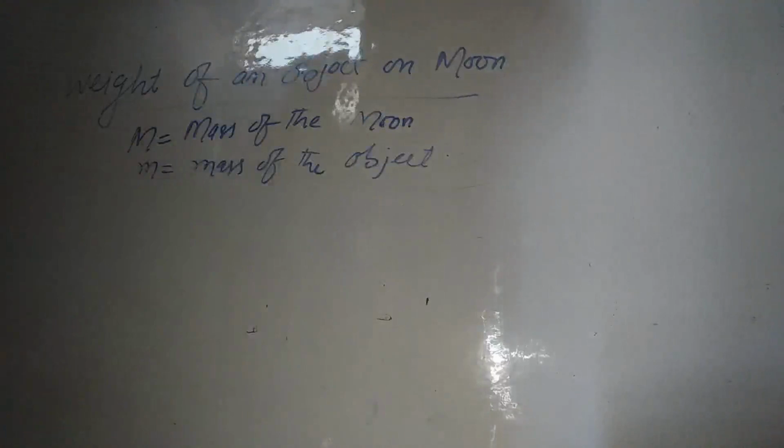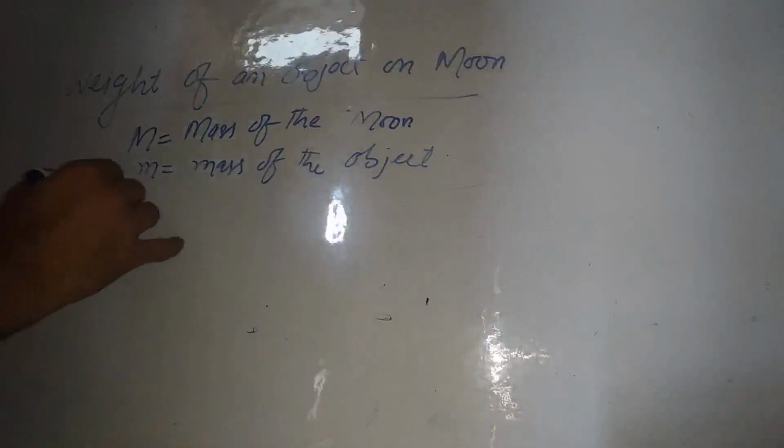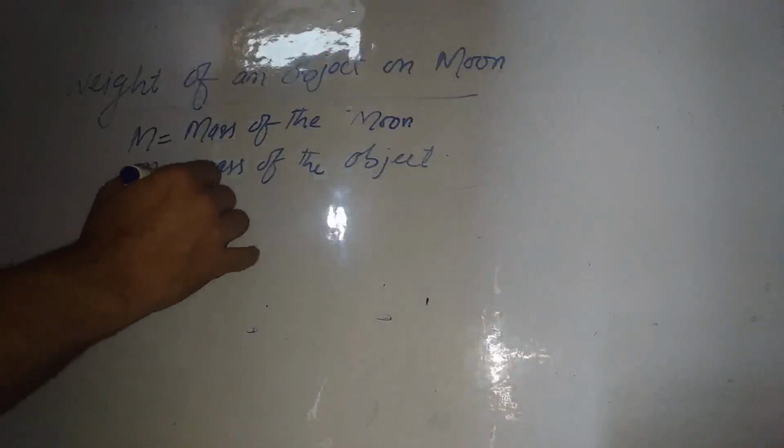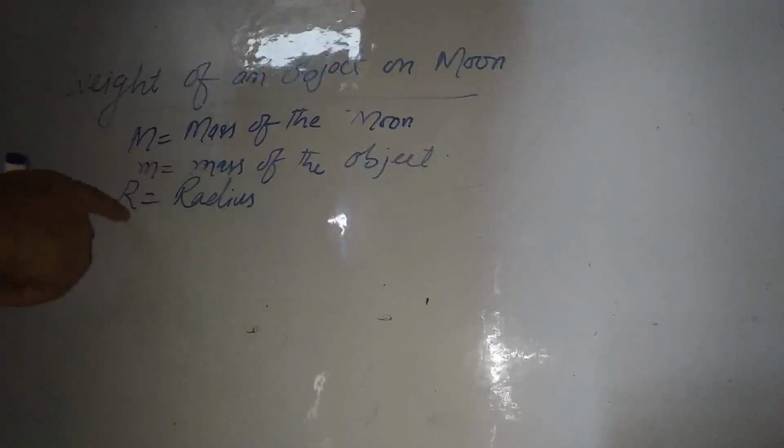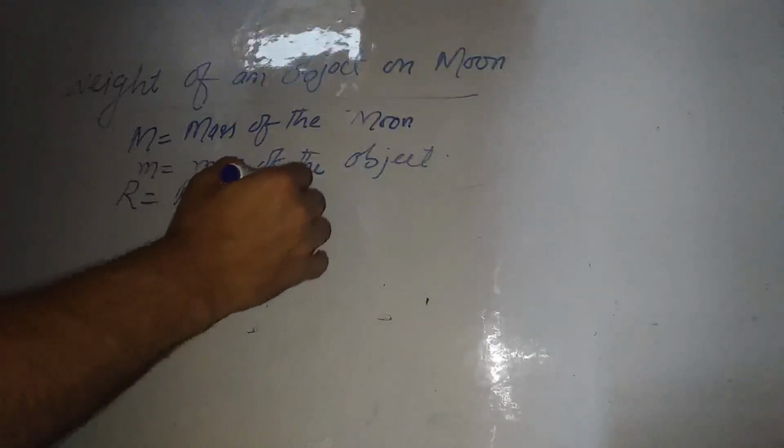जिस पे हम ये जो फोर्स है या वेट है कैलकुलेट करेंगे. ओके, and let r be the radius of the moon. क्योंकि हम सेंटर से इस ग्रेविटी को मेजर करते हैं, इसलिए हमने यहाँ पे r ले लिया, रेडियस ऑफ द मून.